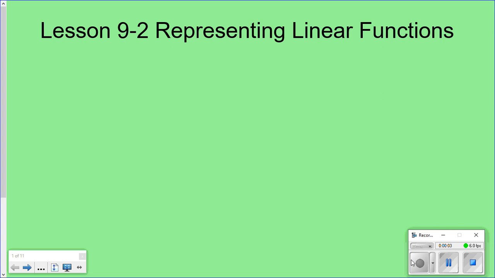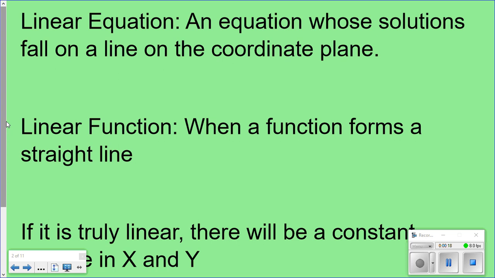Today we're doing 9-2, representing linear functions. We're actually going to split this lesson into two. There are two sections of it, and I want to focus on each one individually. So this is part one. Part one is just talking about how to graph functions.